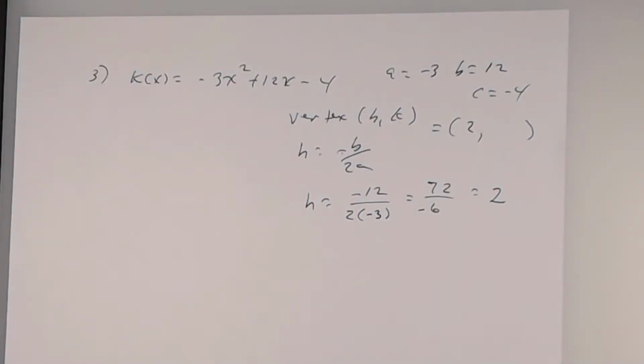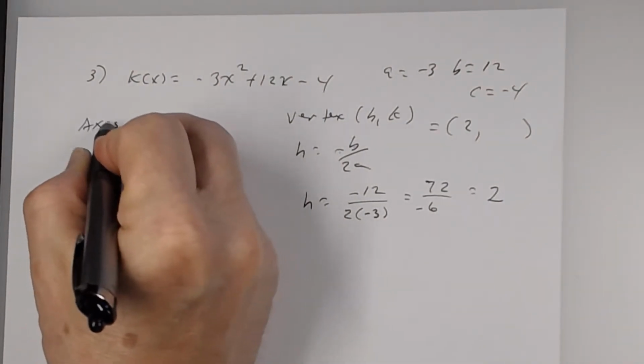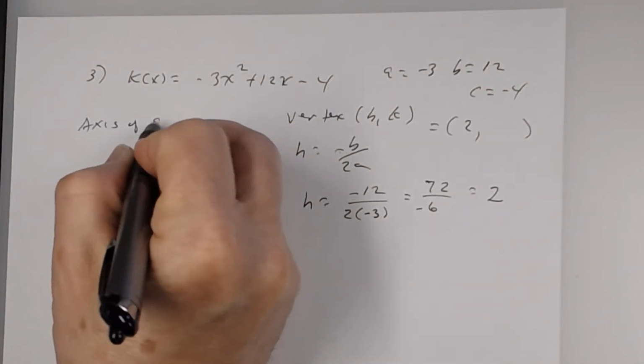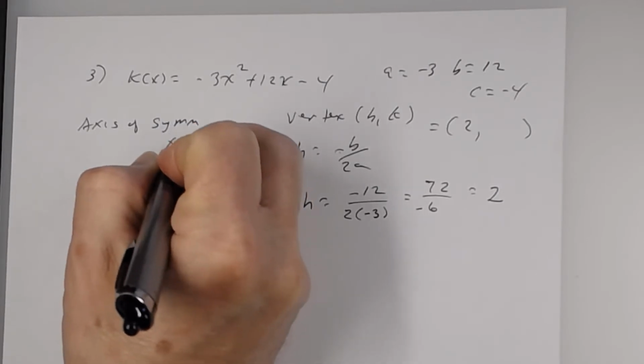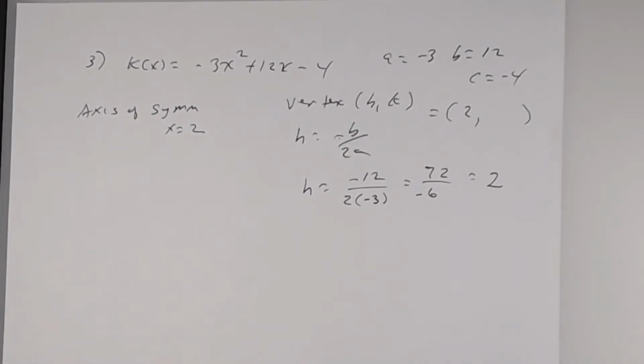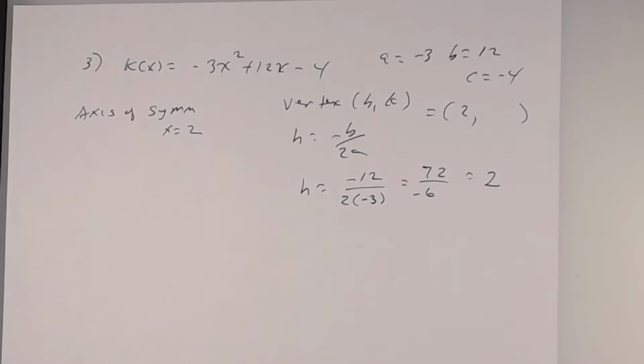In fact, even before you find the y coordinate, you can tell me the axis of symmetry now. What's the axis of symmetry? x equals 2. That's your axis of symmetry. So you don't have to find the y coordinate at all. You just need to know the x coordinate to determine the axis of symmetry.